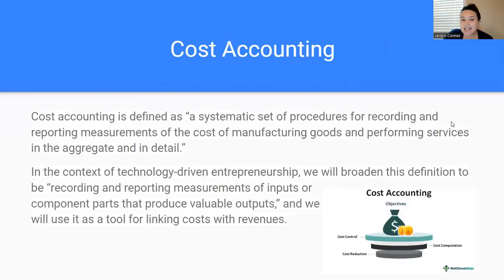It is technically a systematic set of procedures for recording measurements in regards to the cost of manufacturing goods and performing services in detail. So really, in entrepreneurship, it can be used as a method of linking your costs in detail with the revenues to help determine where cost reduction can actually take place.